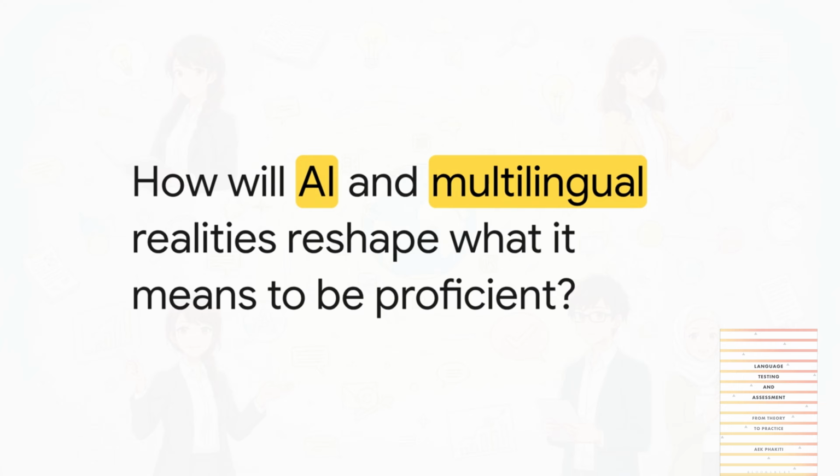How will our multilingual realities and the rise of AI continue to reshape what it actually means to be proficient? I mean, if an AI can perfectly translate or generate language for us, what exactly are we measuring when we test human proficiency? It completely changes the game. It really does. It forces us to take a hard look at what it actually means to communicate authentically as a human being.